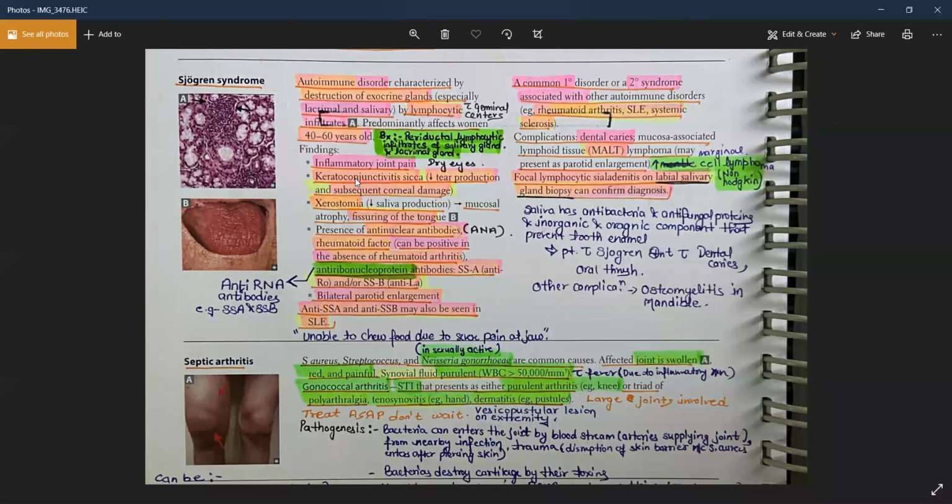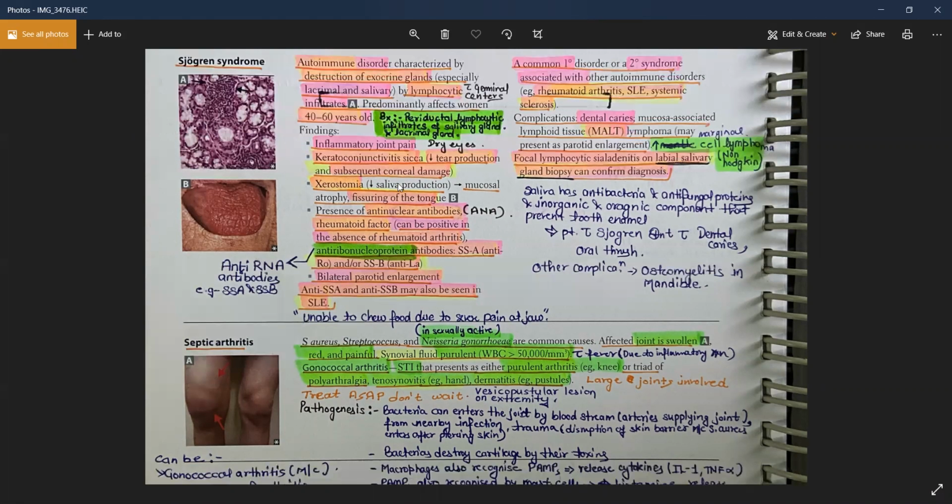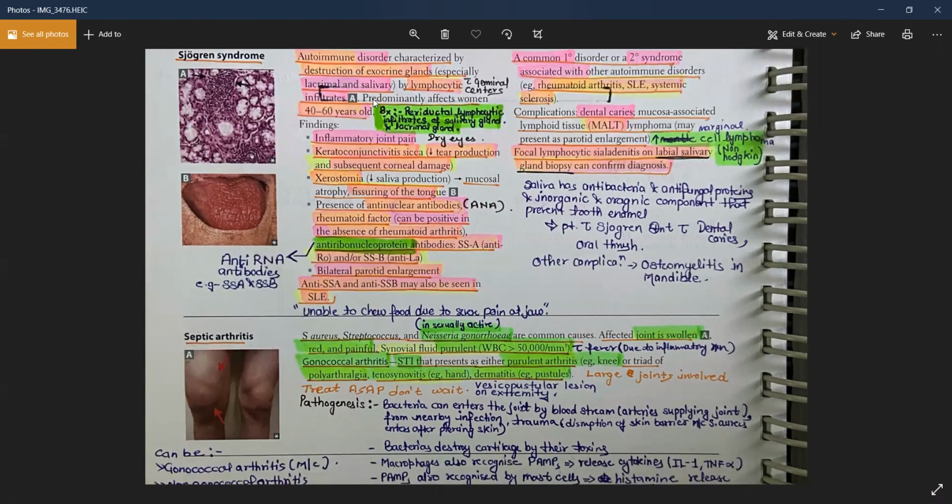Because of the ductal destruction of these glands, you will have a decreased secretion from these glands, and as a result, dryness would be there. This condition predominantly affects females of reproductive age, between 40 and 60 years. You will have a lymphocytic infiltration in this disorder. Of course, it is a chronic autoimmune disorder, and just like any other chronic autoimmune disorder, you can have a lymphocytic infiltration, but specifically you are having a germinal center formation.